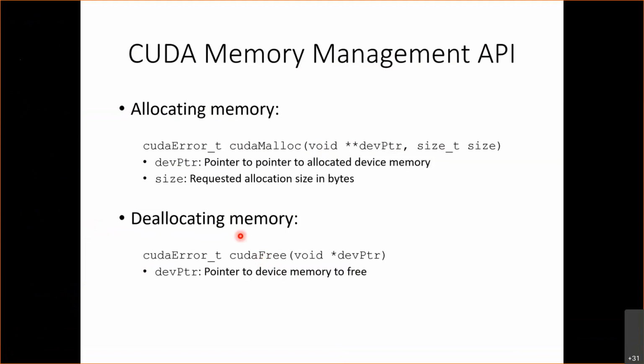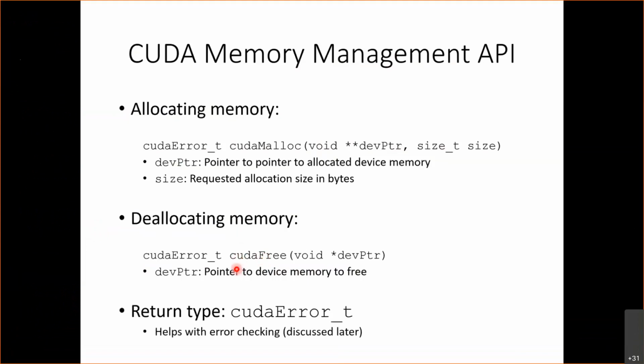Okay, and as one of you mentioned, the return type for both CUDA malloc and CUDA free is indeed cudaError_t, and this is an error code. Each of these functions returns an error code that helps us with error checking, which we will talk about later.